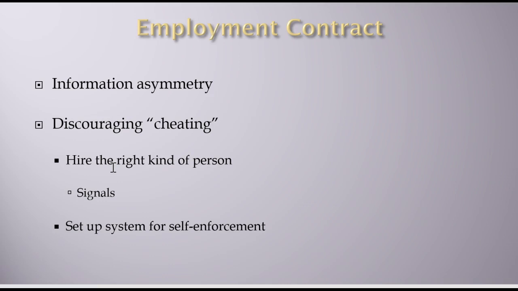Another way to discourage cheating is by setting up a system for self-enforcement. So basically, if you are cheating, you'll be caught. This can be done a lot of times by putting incentives in place that will cause both parties to hold up their ends of the contract. Profit sharing, or paying for training, or paying based on your production, and all that. All of these help to set up a system where if you're not doing well, you as the worker are not going to be getting paid for it.